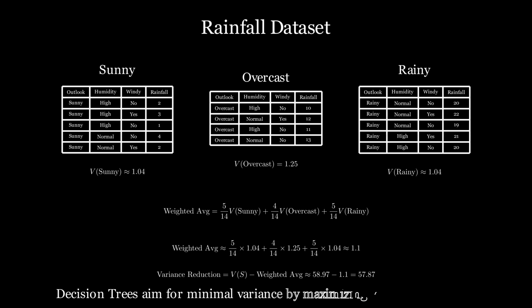In conclusion, decision trees for regression use variance reduction to determine the best feature for splitting the data. This process is repeated recursively to build the tree, aiming for subsets with minimal variance.